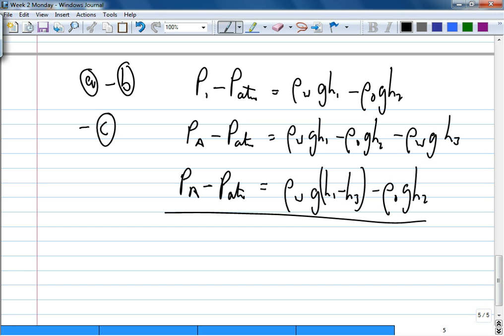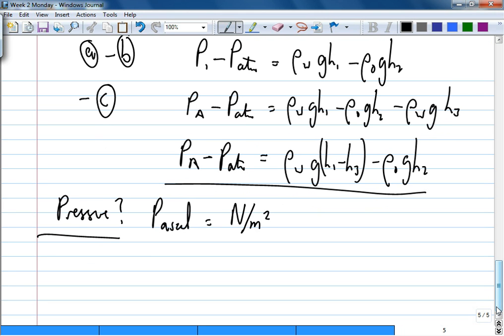Alright, pressure. So far we talk about pressure. And pressure, normally our unit is Pascal, which is equal to newtons per meter square. Right or not? Okay. But there are other ways of expressing pressure. But first, let's start with gauge pressure.